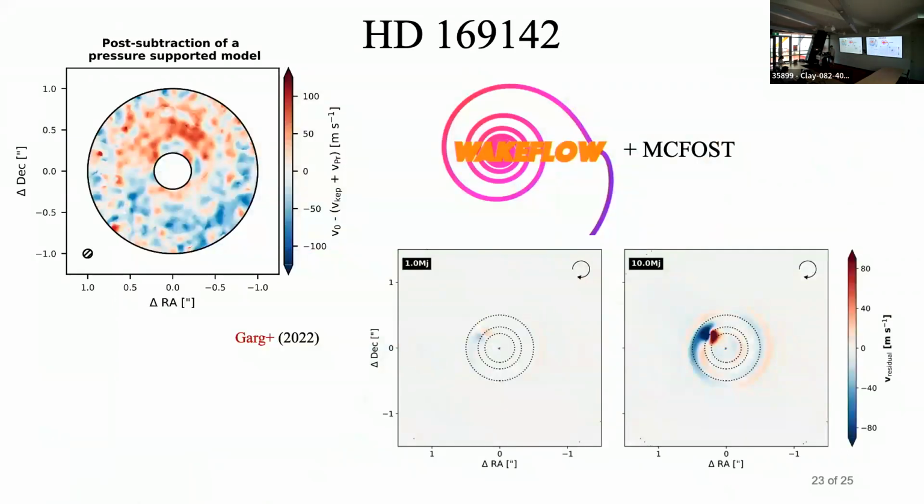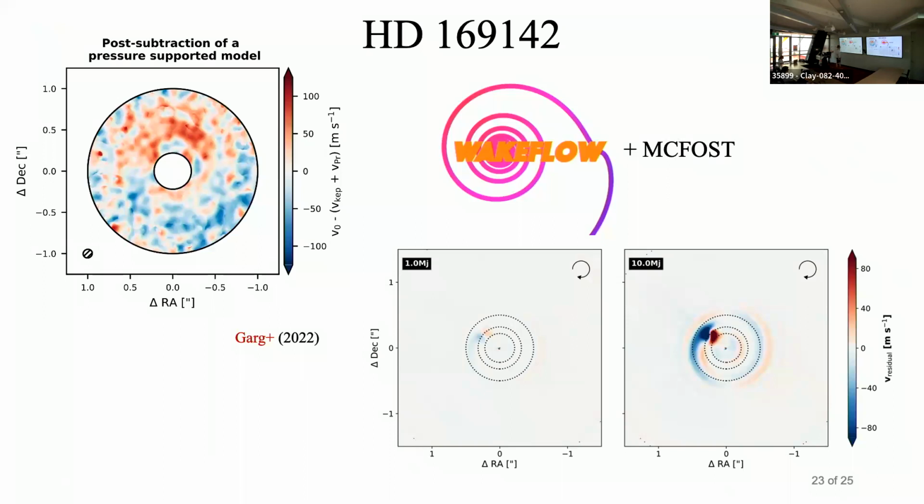We also applied this to the disk around HD 169142, in some work that we did with Himanshi. She basically subtracted a best fitting Keplerian rotation from the disk and found this big kinematic arc here, and we wanted to see whether we could use wake flow and MCFOST together to replicate this feature using a planet wake. The answer seems to be that we can't really.